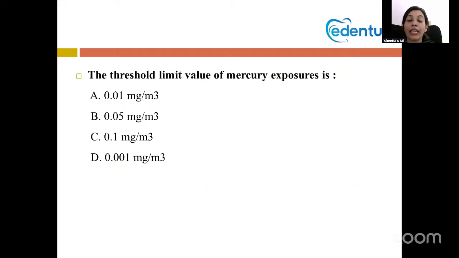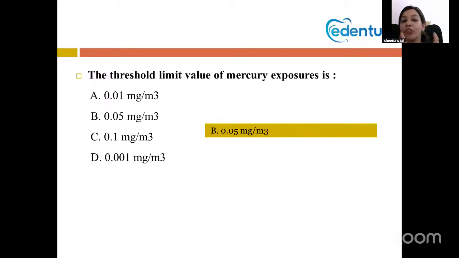Next question, a very important question. The threshold limit value of mercury exposure is 0.05 mg per cubic meter. So just mug it up, that is the only thing you can do. Think of it as 5 by 100. That is 0.05 mg per m3 is the threshold value, or the limit value, of mercury exposure.